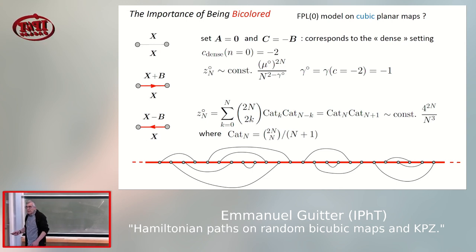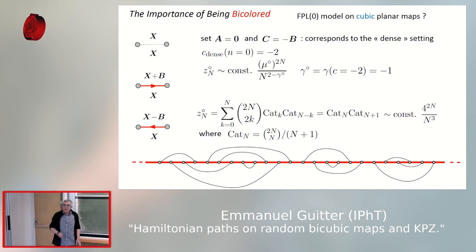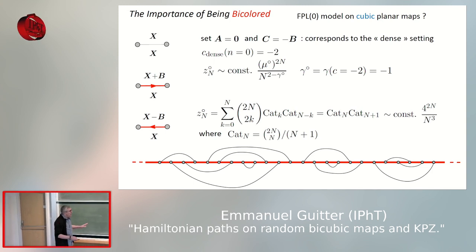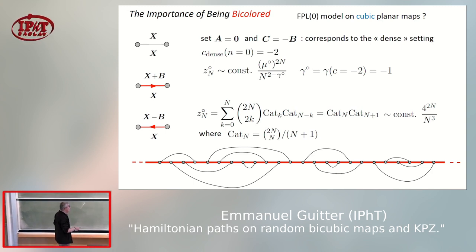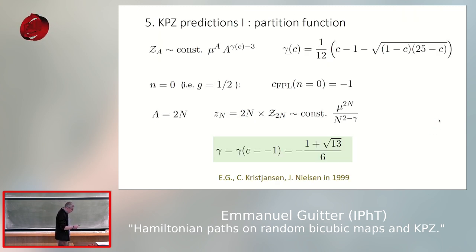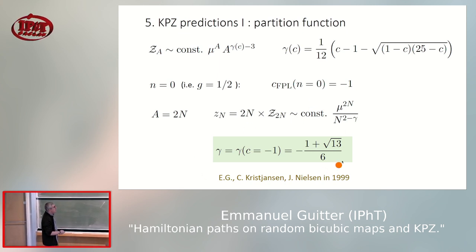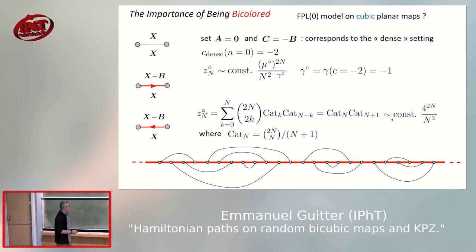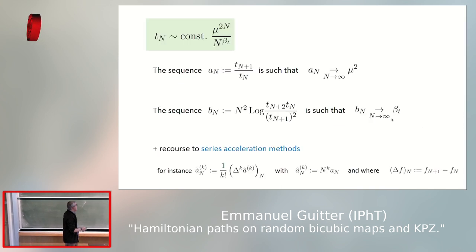As I told you, any variation of my problem is simple, so they are all sort of solvable. So this one is, for instance, if you forget about the colors, then it's trivial and you get the correct exponents. Okay, but in our case, we are at c equals minus 1 and not c equals minus 2, so the gamma is non-trivial, equal to this.